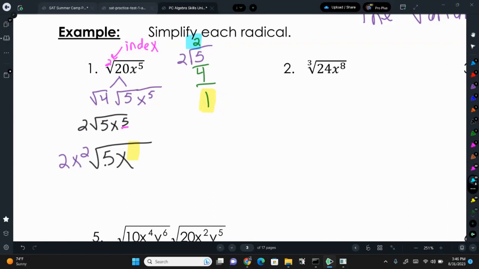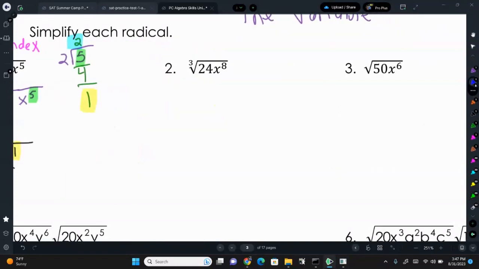So we're going to be dividing and looking for a remainder. So again, we took x to the 5th power. That exponent was 5. We divided that by our index, which was 2. And then our quotient or result came out, and our remainder stayed on the inside.